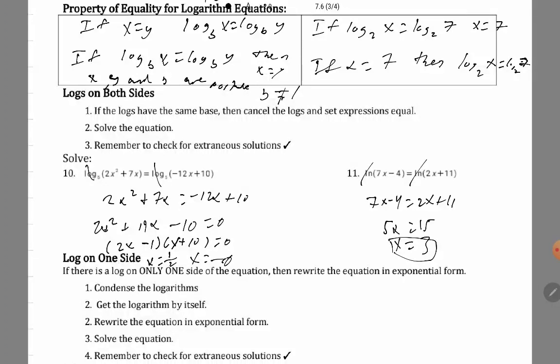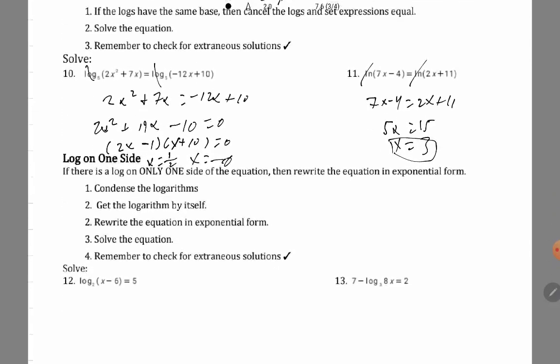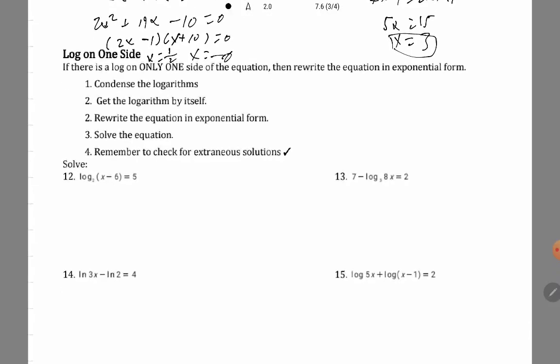Okay, what happens if there's only log on one side? So when it's on both sides, it's easy. Or at least I hope it's easy for you. With log on one side, we have to condense the logarithms if we need to. Like, condense it so there's only one log that we have to deal with. Then we get the logarithm by itself. Rewrite the equation in exponential form, solve the equation, and remember to check for extraneous solutions. I like how there's two step twos there. Anyways.